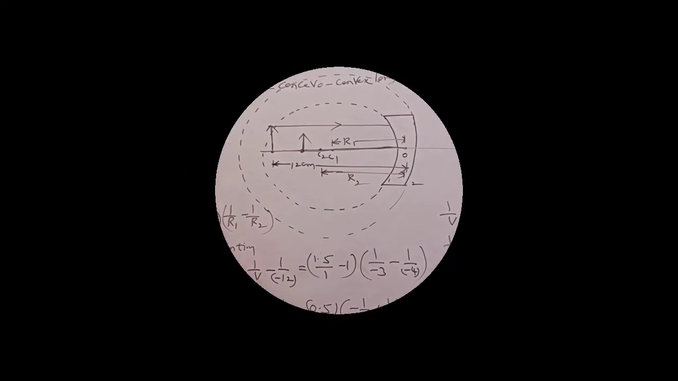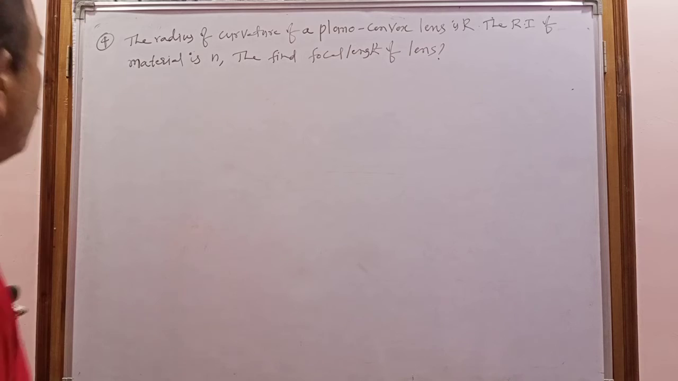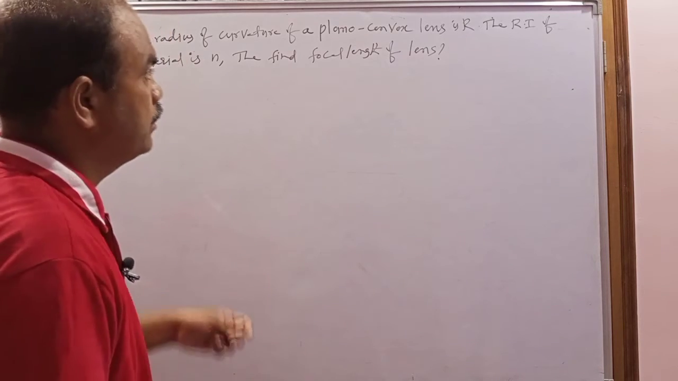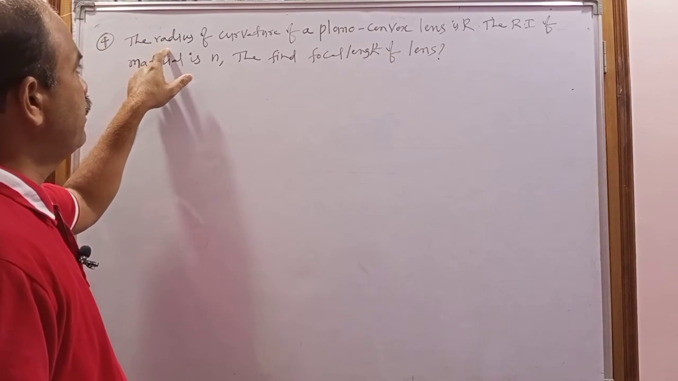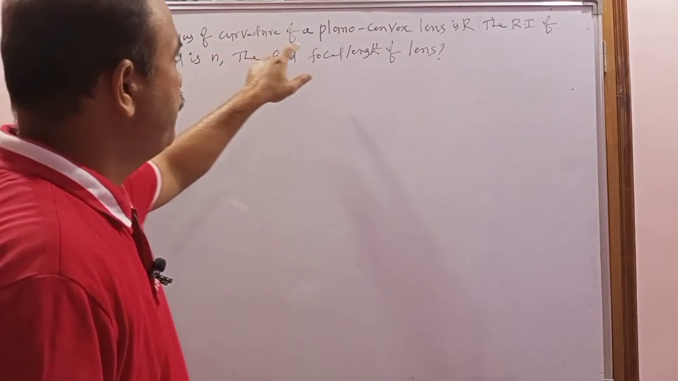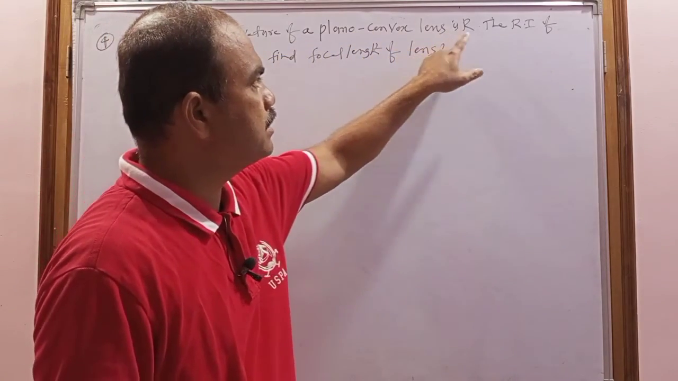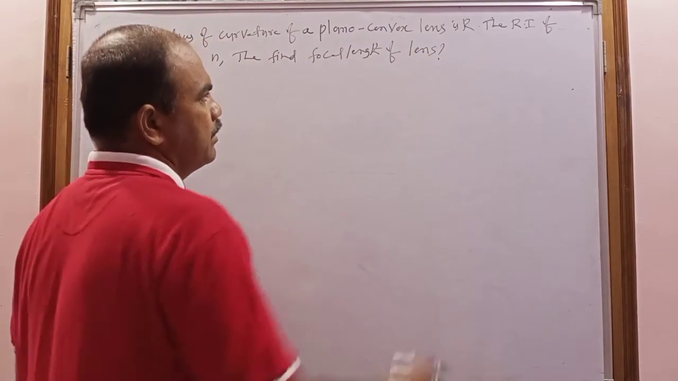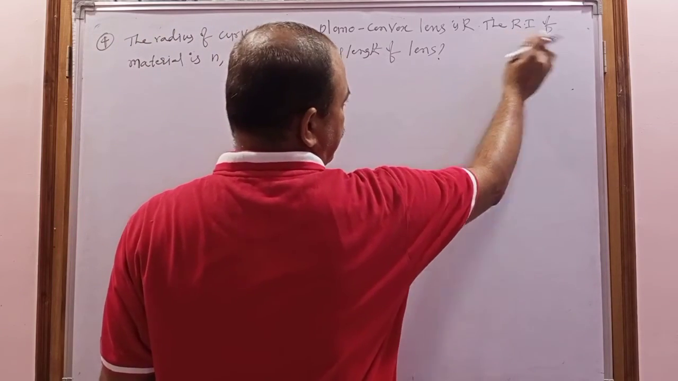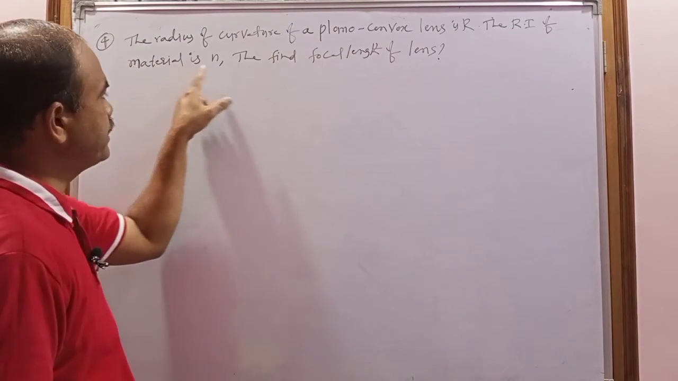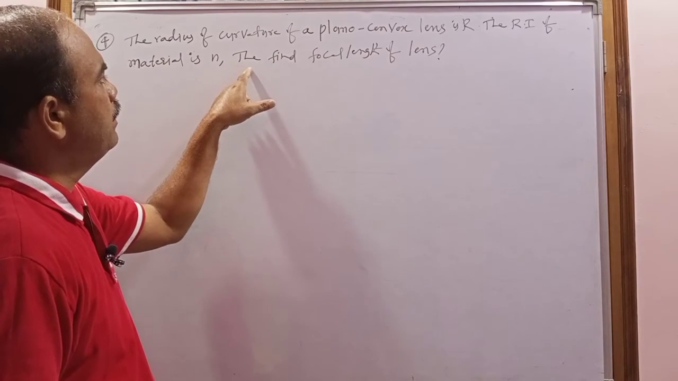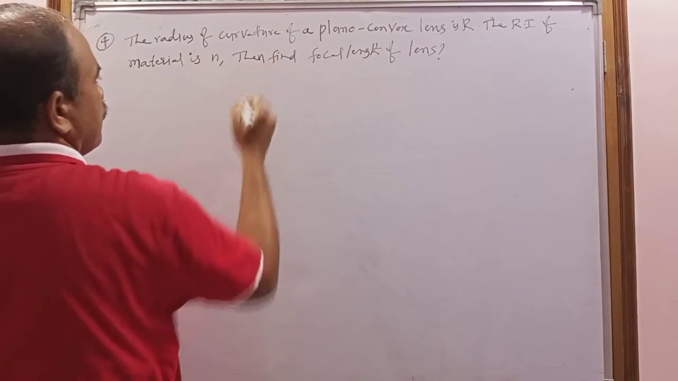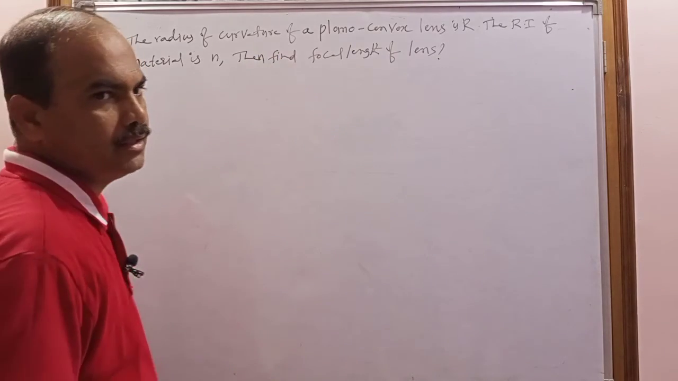So this is about the third problem. Now coming to the fourth problem. The radius of curvature of a plano-convex lens is R. The refractive index of the material is n. Then find the focal length of the lens.